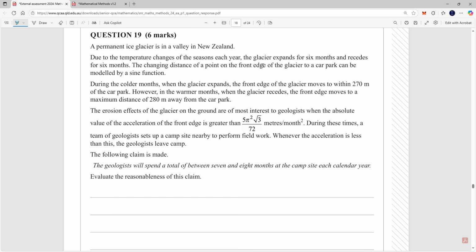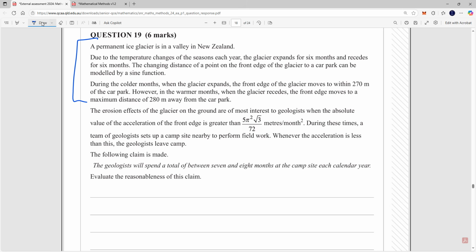The changing distance of a point on the front edge of the glacier to a car park can be modeled by a sine function. Okay, during the colder months, when the glacier expands, the front edge of the glacier moves to within 270 meters of the car park. However, in the warmer months, when the glacier recedes, the front edge moves to a maximum distance of 280 meters away from the car park. So what I'm reading so far is it's cycling between distances. So think sine, maybe cos curve at the moment, okay?